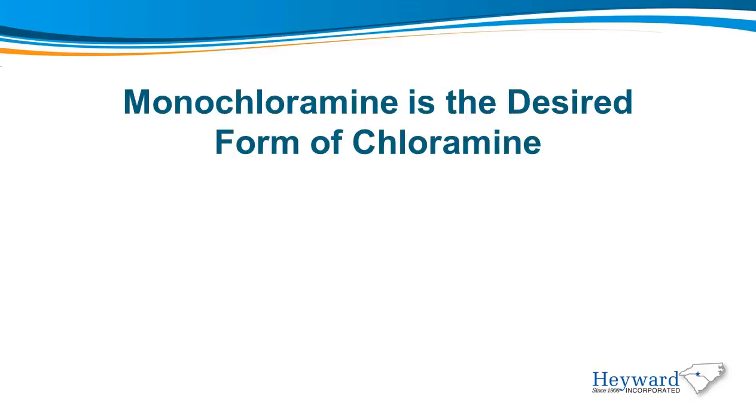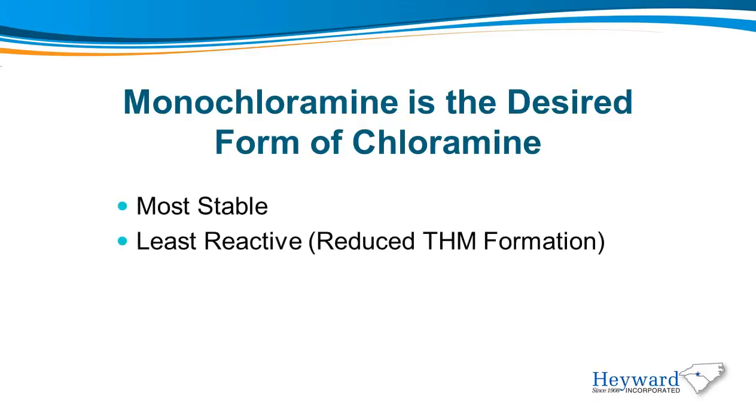Monochloramine is the desired form of chloramine. It's the most stable form. It's the least reactive, reducing the formation of trihalomethanes, and has by far the least taste and odor.